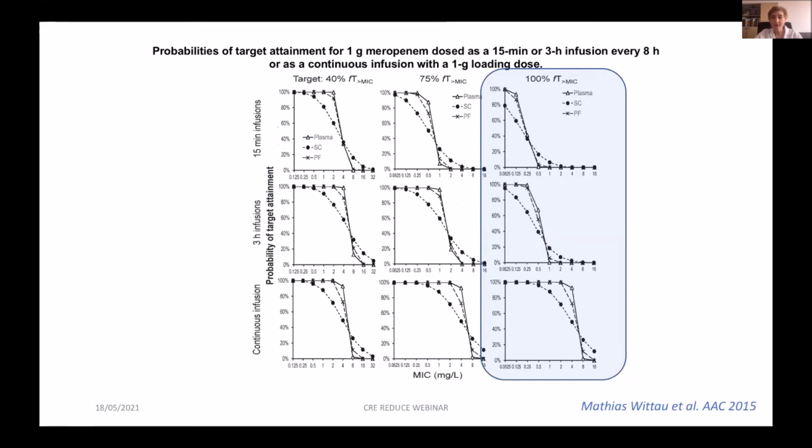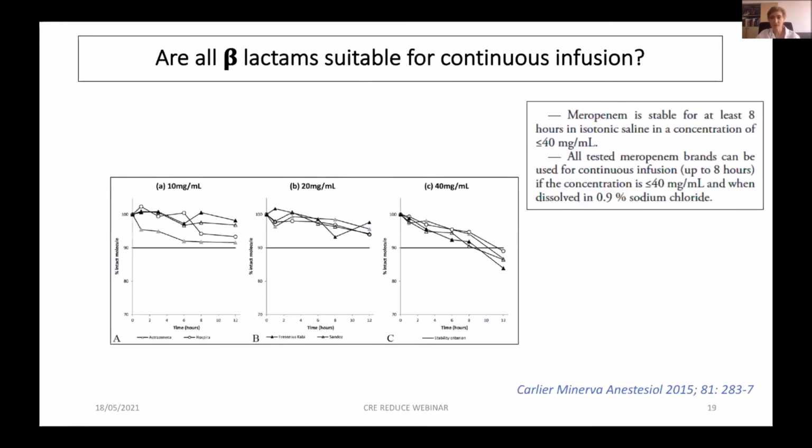Similar results have been published for meropenem, and you can see here different administration modes of meropenem: a bolus infusion of 15 minutes compared to 3-hour prolonged infusions or continuous infusions in plasma and interstitial fluid. And you can see that for the higher MICs here, only the continuous infusions can achieve the PK/PD target of 100% of the time above the MIC. I will not discuss this target as this has been done in a previous talk.